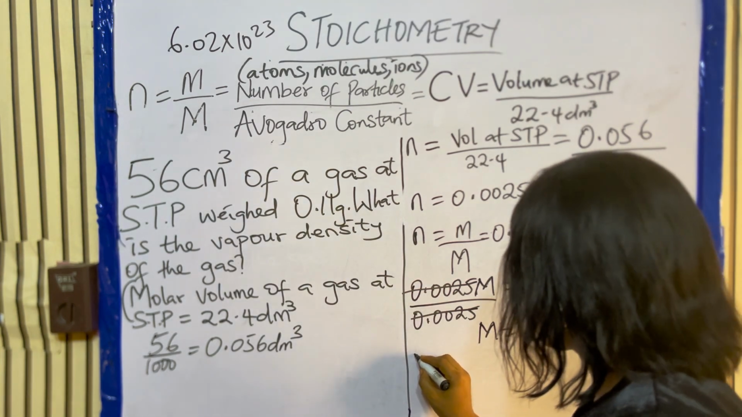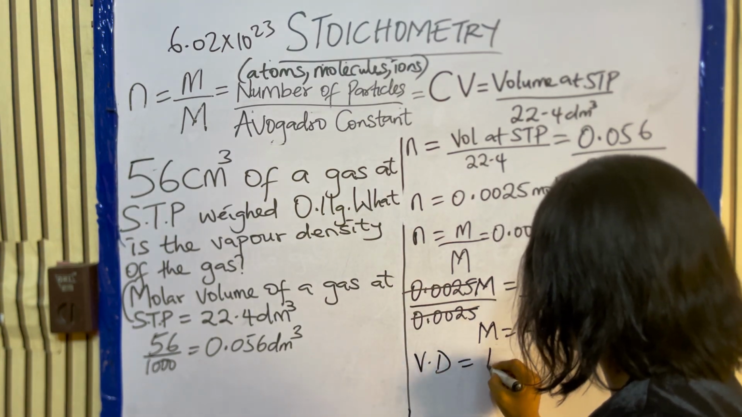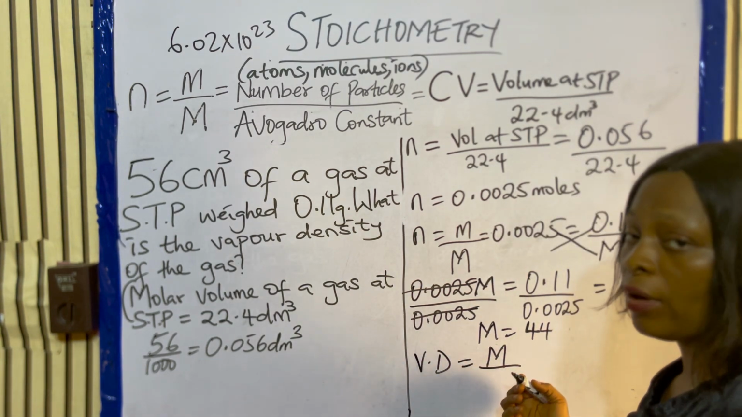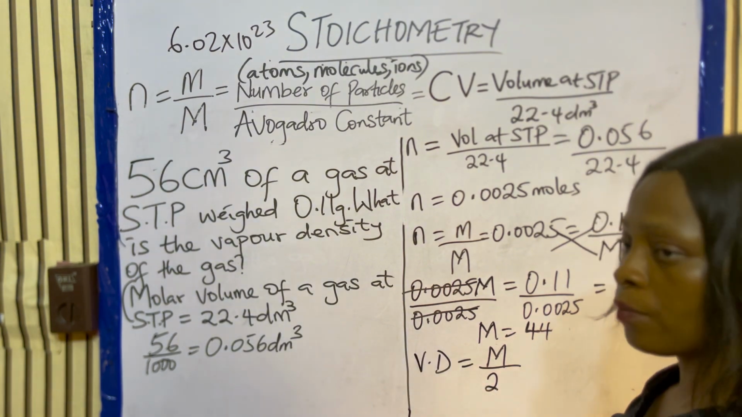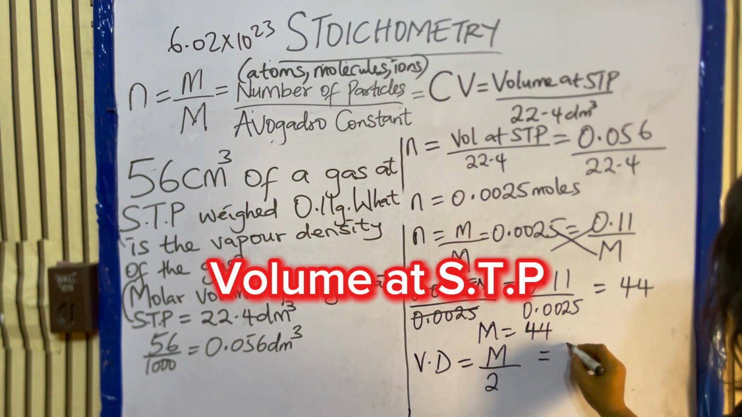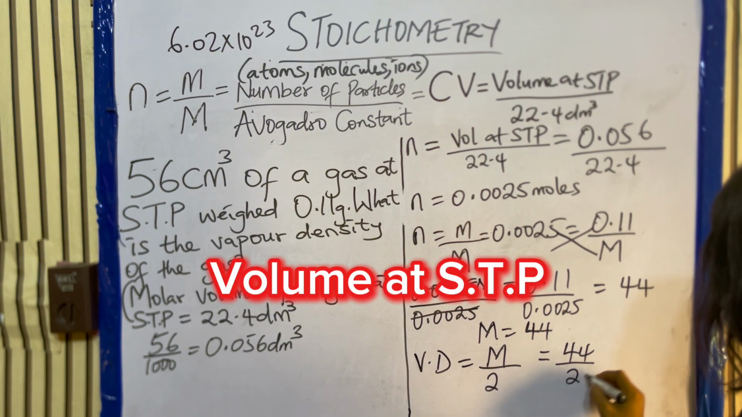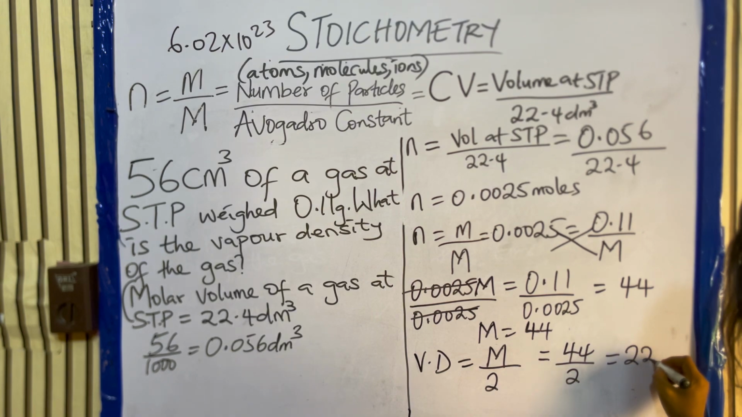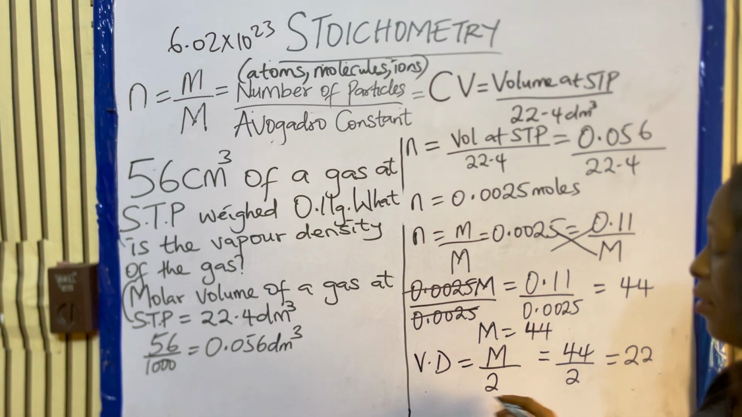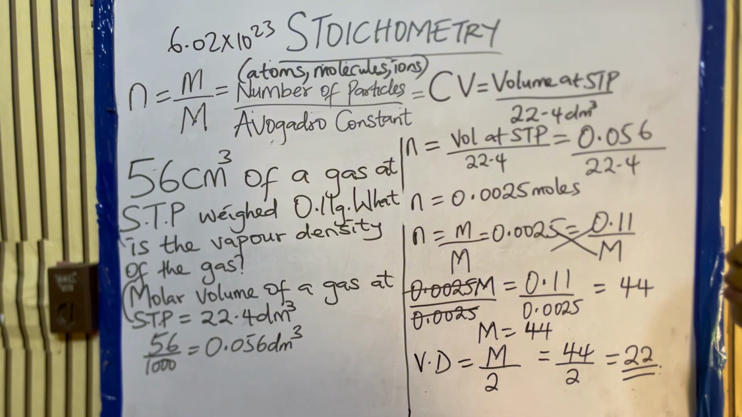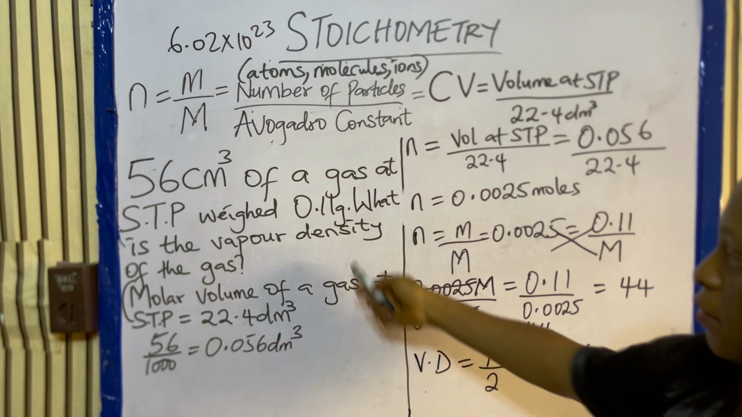So we have that vapor density is equal to molecular mass or molar mass divided by 2. So this will be 44 divided by 2, and that will give us what? 22. So our vapor density is 22. So this is the answer to this question.